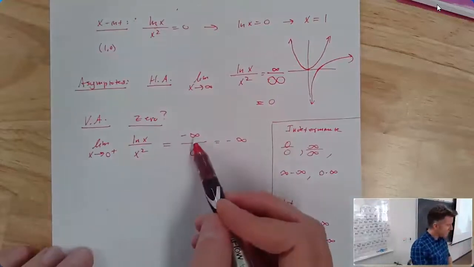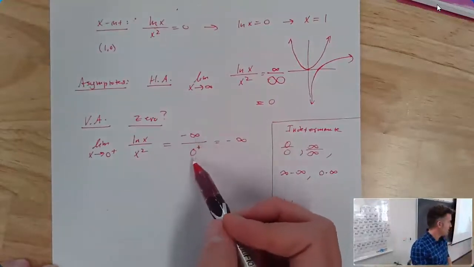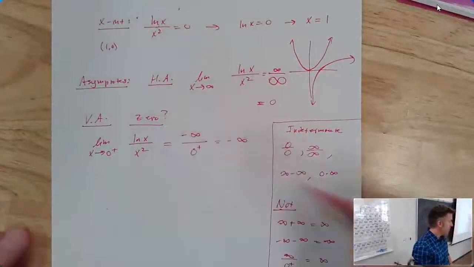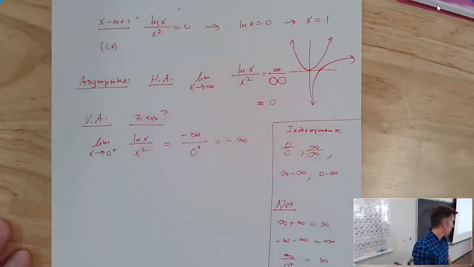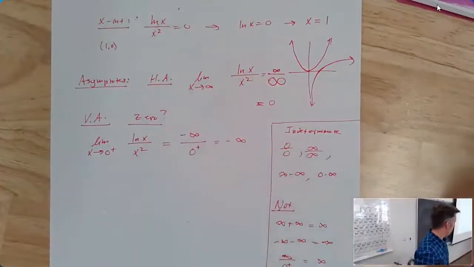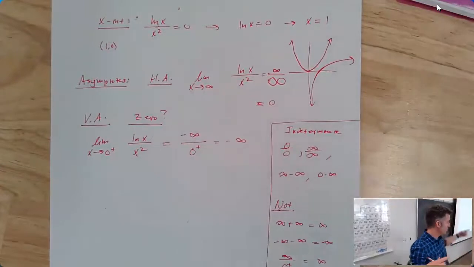This is a negative big number divided by a positive small number. Big number divided by a small number is a big number, and the sign happens to be negative. That's what I think of when I'm doing this all the time. So this means we do have a vertical asymptote, because as x gets closer and closer to 0, the function goes down, down, down. So great.